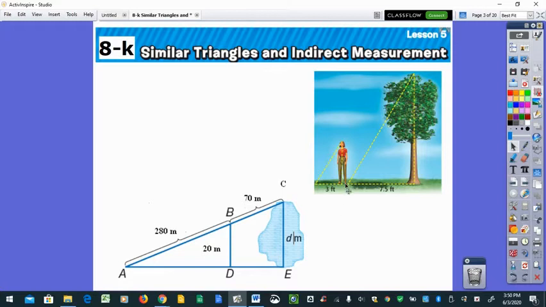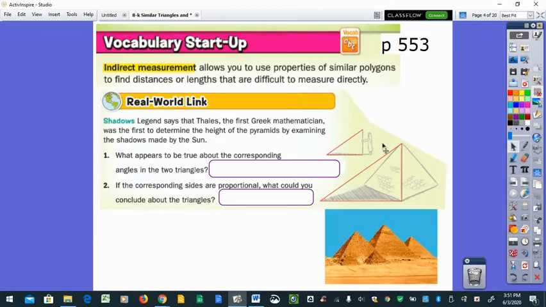You can actually use triangles and the idea of similarity and proportions as the math behind it to figure out what those distances are. Now, before we go anywhere, here's just an example of one of the pyramids in Egypt, and you've got a guy out here with a rod or something. And you're going to notice there are two triangles. They look to be right triangles.